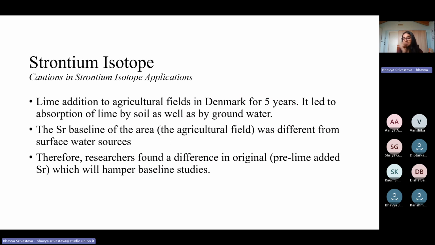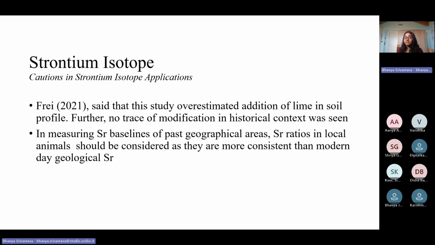So baseline is the strontium isotope ratio of a given region. That will be different. And if it is different, especially they found this because of the difference in the water body that was around on the site and the land that existed, which should have been more or less similar, but it did show a difference. And so if that is taking place, it will create a problem in getting an accurate strontium baseline for a given region.